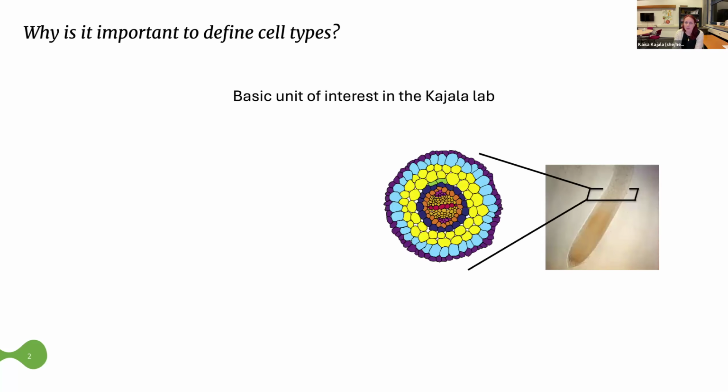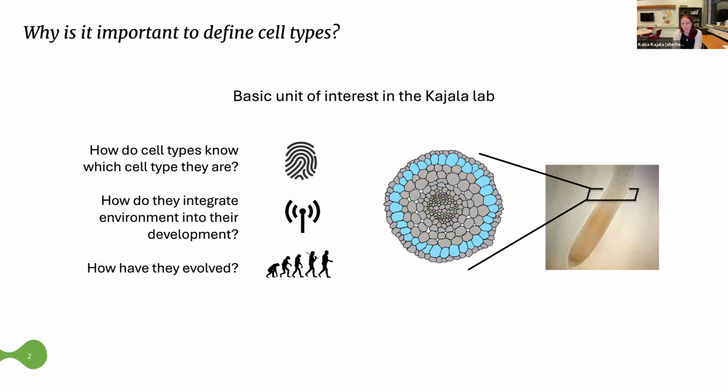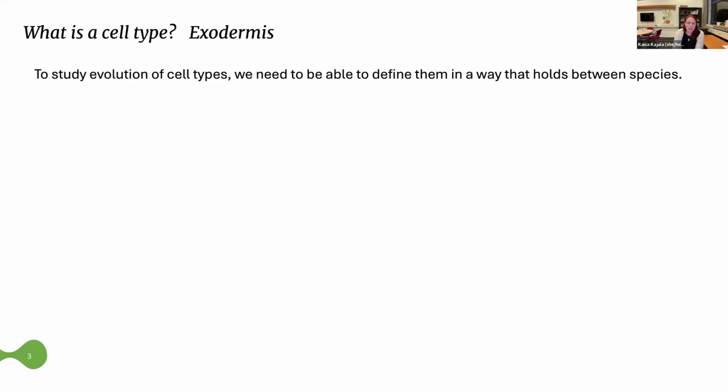So we study root cell types, and the key questions for quite a while now have been: how do cell types know who they are? How do they integrate environmental cues into their development? And how have these processes evolved? Specifically, we use the barrier cell type exodermis as our model cell type for understanding these things. Given that we're interested in evolutionary processes, we need to be able to define cell types in a way that holds between species, and this is the difficult part. It's very easy to define cell types for a single species, but as soon as you have this comparative aspect, I find that it becomes really, really difficult.